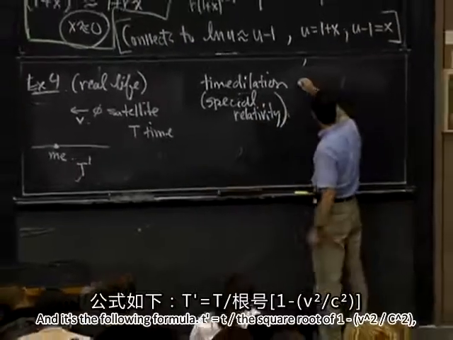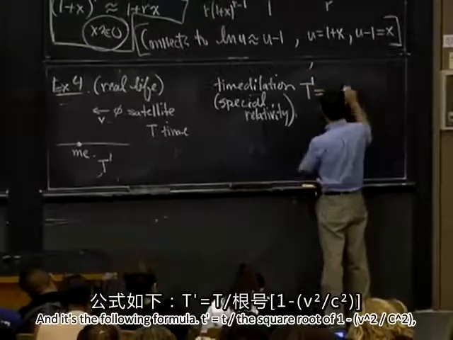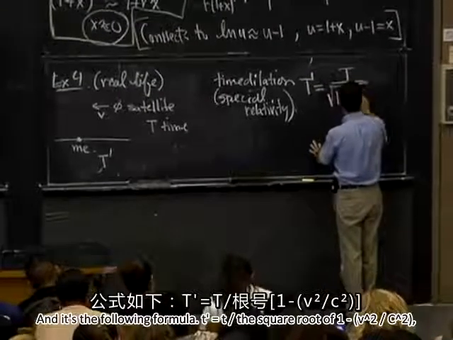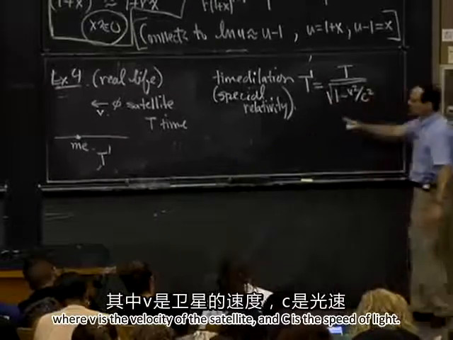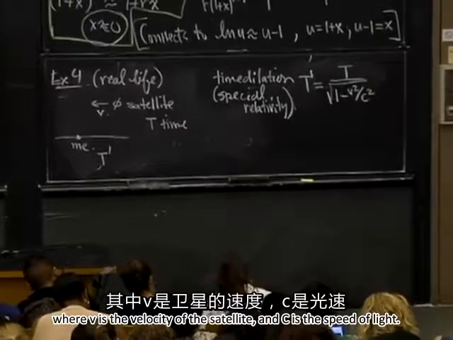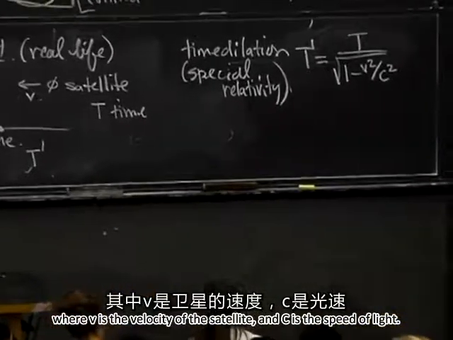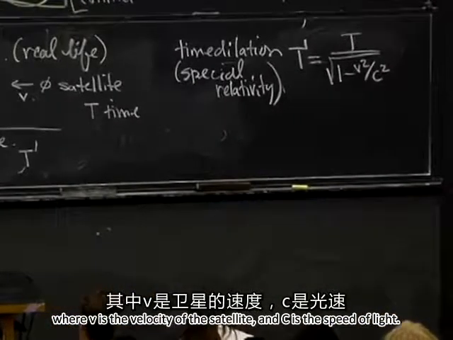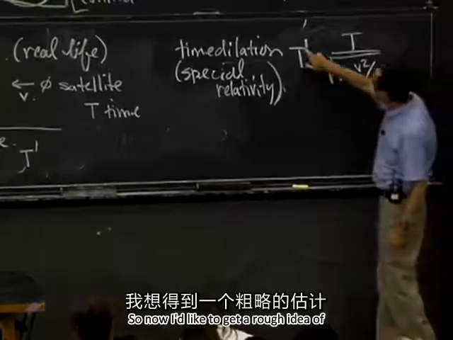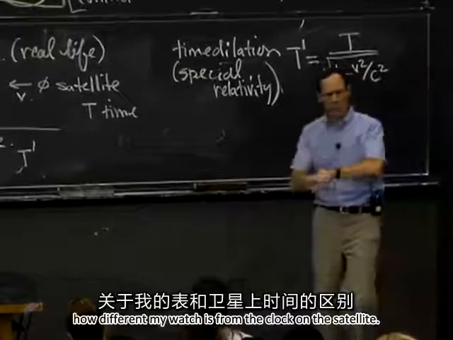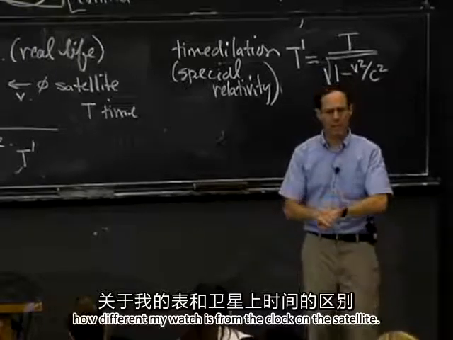And it's the following formula. T prime is equal to t divided by the square root of 1 minus v squared over c squared, where v is the velocity of the satellite and c is the speed of light. Okay? So now I'd like to get a rough idea of how different my watch is from the clock on the satellite.